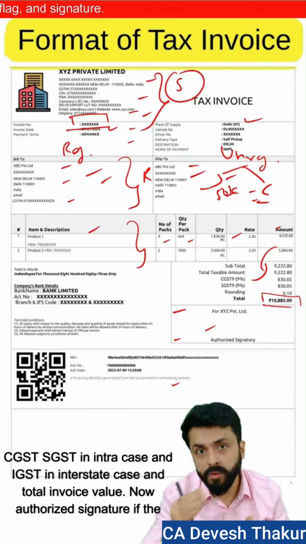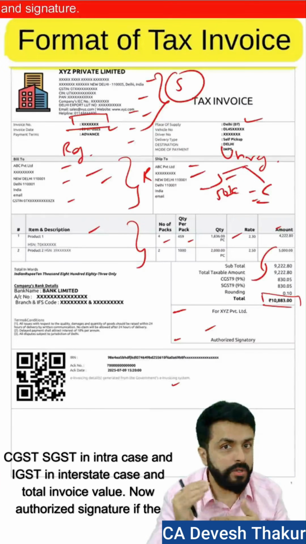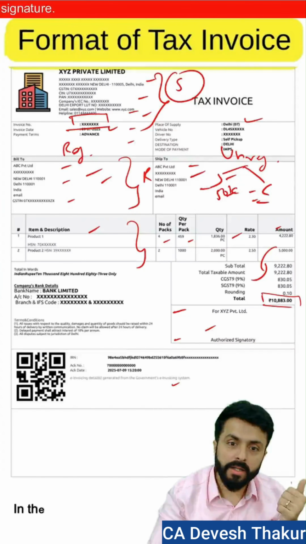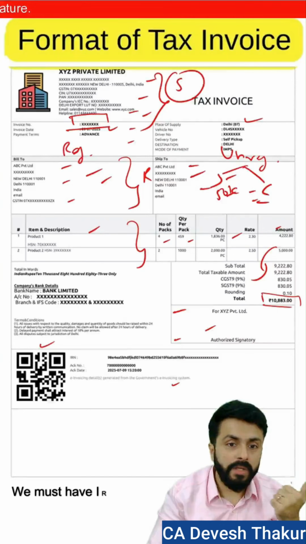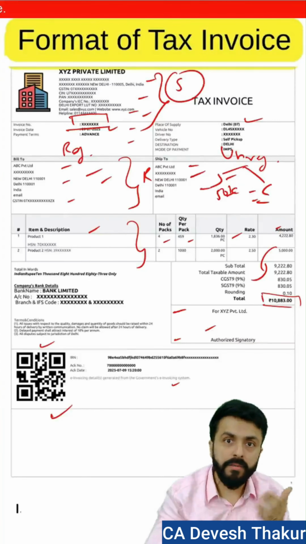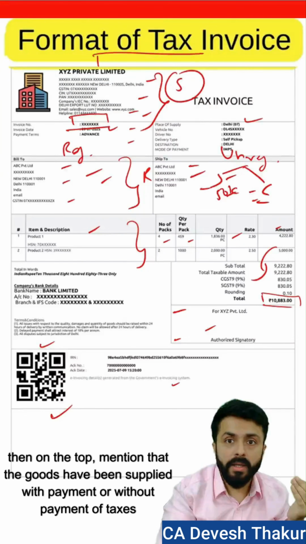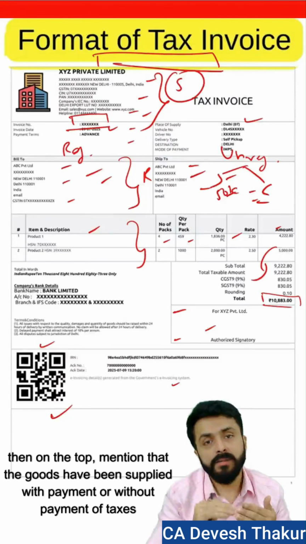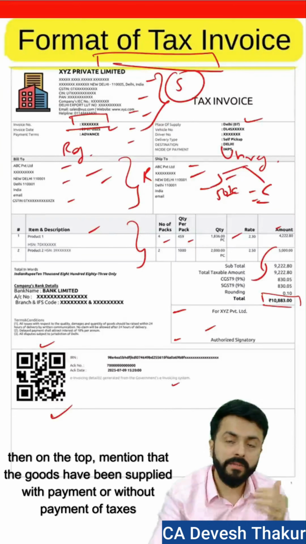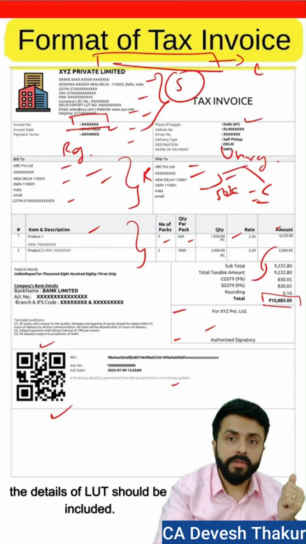If the invoice has been issued electronically, then there is no need for a signature here. Your e-invoice will work. In the case of this invoice, we must have the IRN and QR code. If there is a case of export, then on top I have to mention that the goods have been supplied with payment and without payment of taxes. Without payment of taxes, the details of the bond should be included.